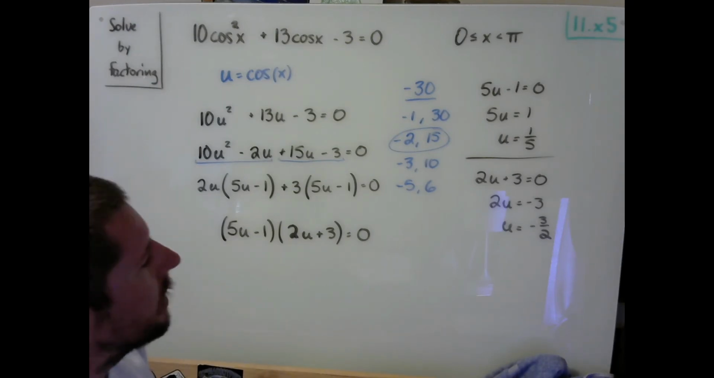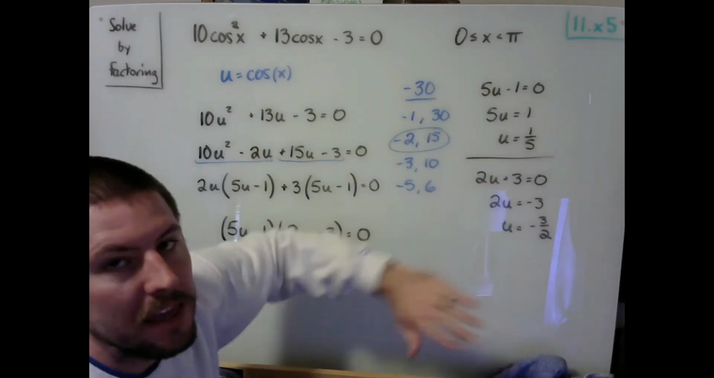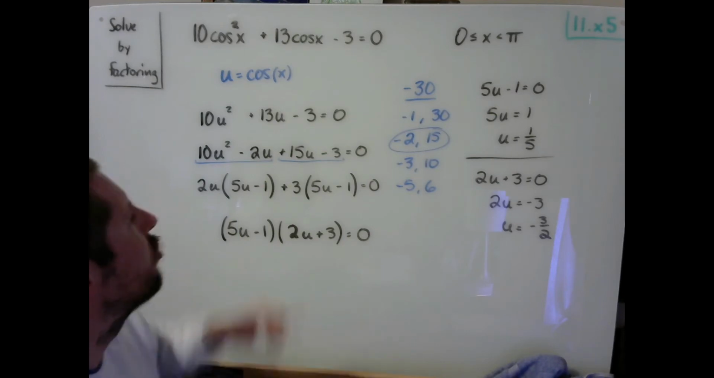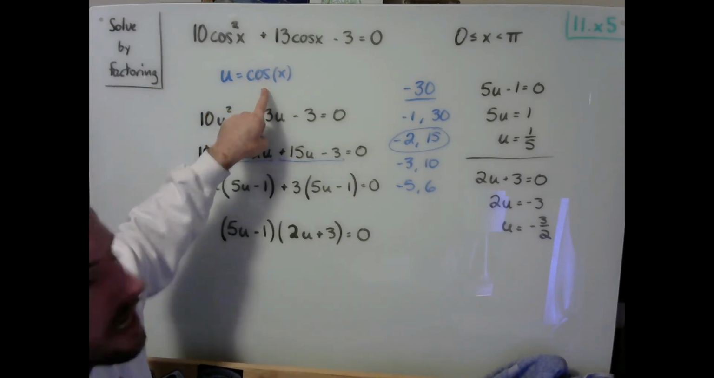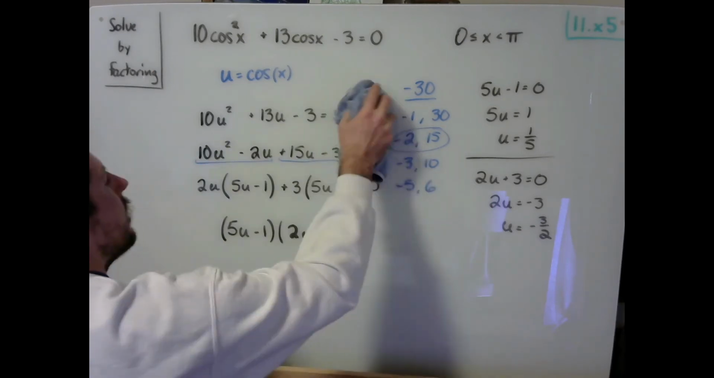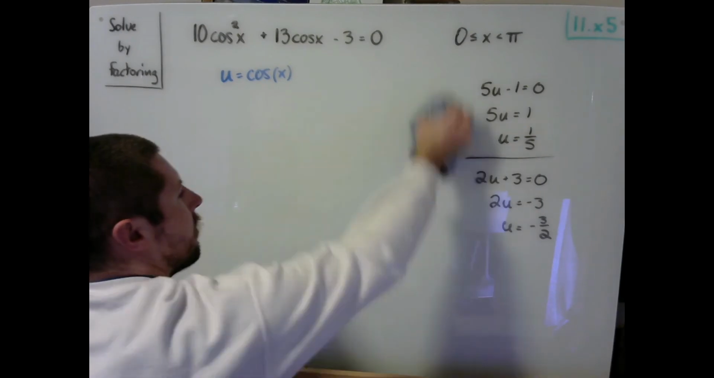So now that I've done all the algebra of this problem, all the factoring and solving the algebra parts, now we need to go back into trig land and wrap up the trigonometric part of this problem. We've ignored cosine this entire time. So let's take these two solutions and rewrite them back in terms of x instead of in terms of u.